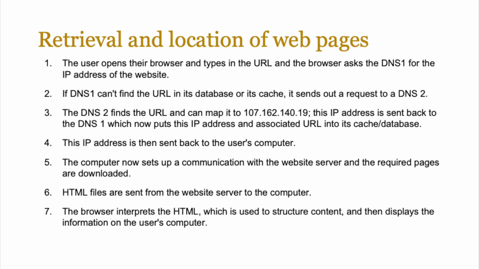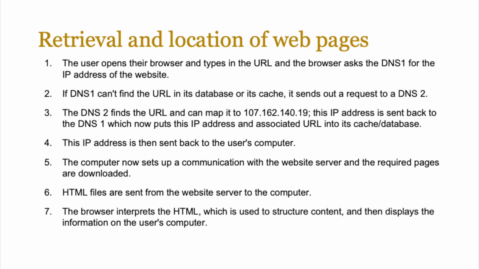And if you go through them once, you'll understand how the process works. The user opens their browser and types in the URL. The browser asks DNS1 perhaps for the IP address. If DNS1 can't find the URL and its matching IP address in its database or its cache, it sends out a request to a second DNS.